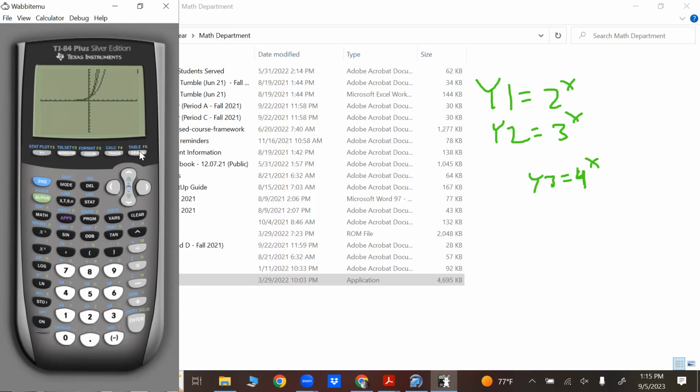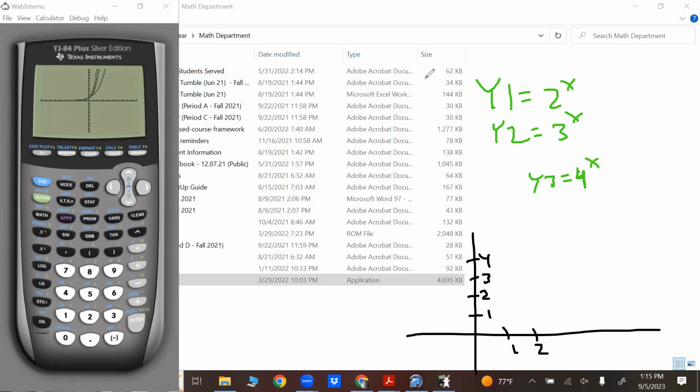Oh, it's so slow. Okay, so I'm going to redraw it, just so it looks a little more clear what's happening. Okay, so here is the coordinate plane. Here's 1, 1, and 2, 2, 3, 4. Let's color code this.